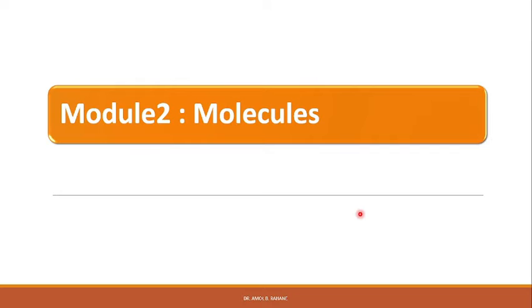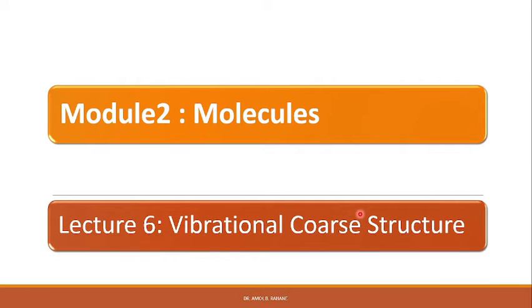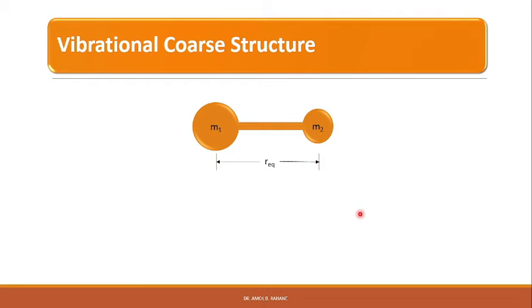So we are studying our second module, molecules. In the previous lecture we studied the rotational spectra of a diatomic molecule and the vibrational spectra of a diatomic molecule. In today's lecture we will study the vibrational coarse structure. In the previous lecture, we learned about the pure rotational spectra and pure vibrational spectra of the diatomic molecule.